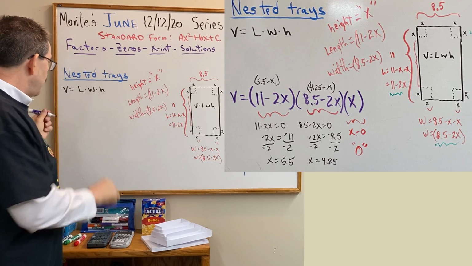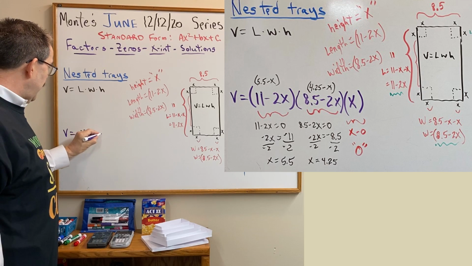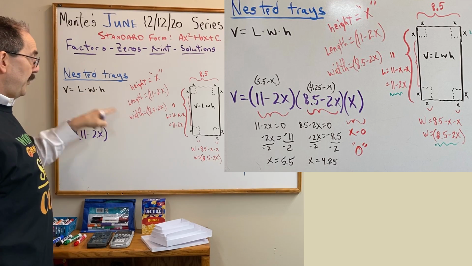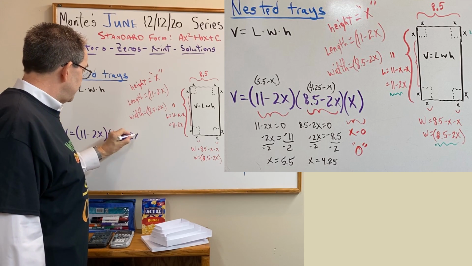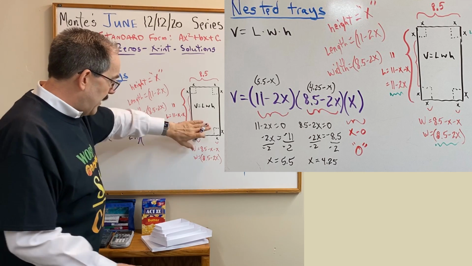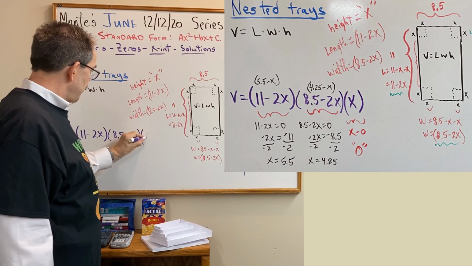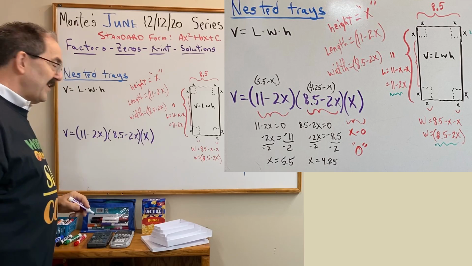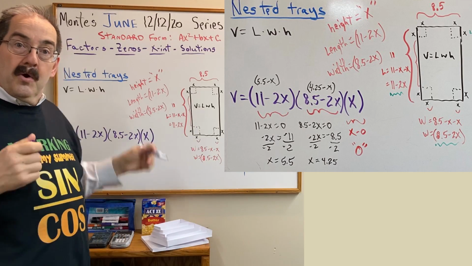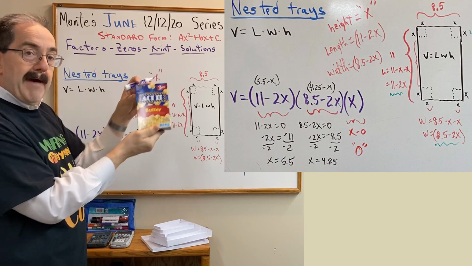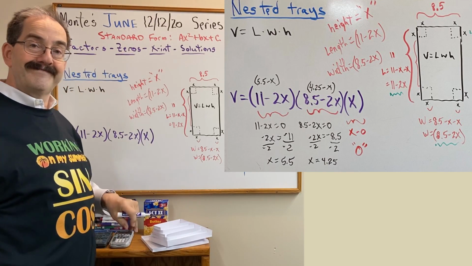Wow. Okay, so volume, length, 11 minus 2x, the width, 8.5 minus 2x, and the height, the amount we cut off, that's how tall it is. That equation does everything. That is Algebra 2, real world mathematics. We can maximize the volume of this box with this equation. Okay?